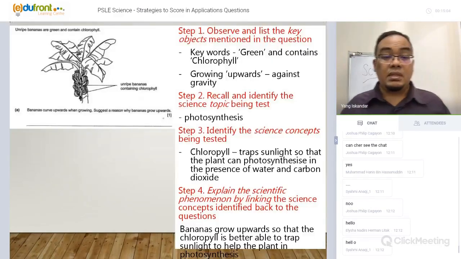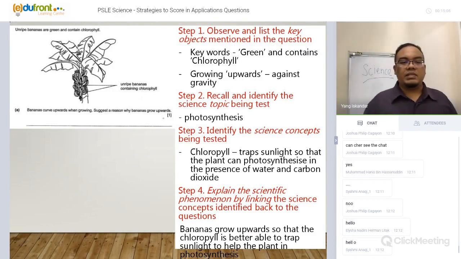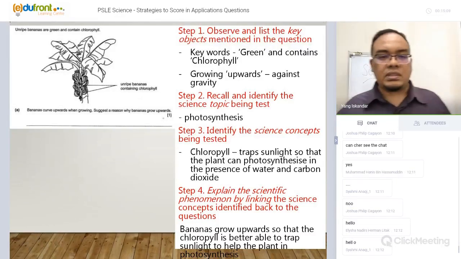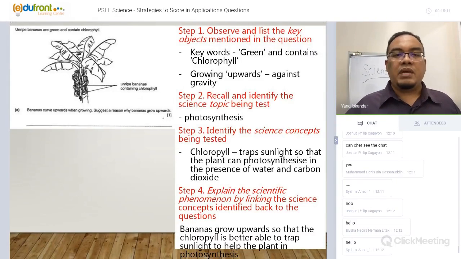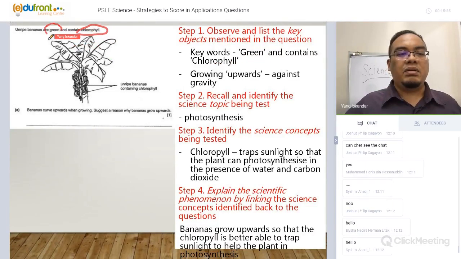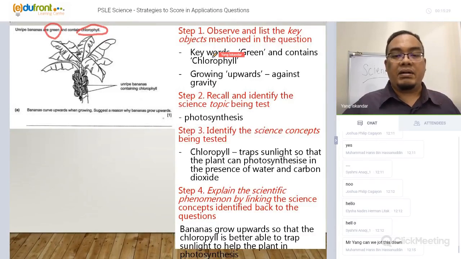Okay. All right, let's take a look at question number 1. First question, using the 4 steps approach that I taught you just now. Okay, so unlike banana are green and contain chlorophyll, so you can see the keyword here, chlorophyll. Okay, green, right? You know chlorophyll is green. And we know that chlorophyll traps sunlight, right?